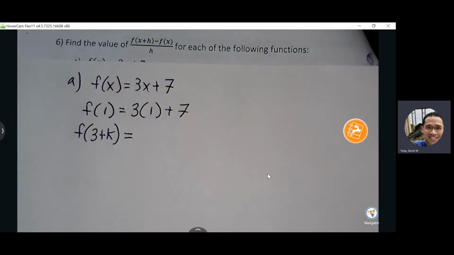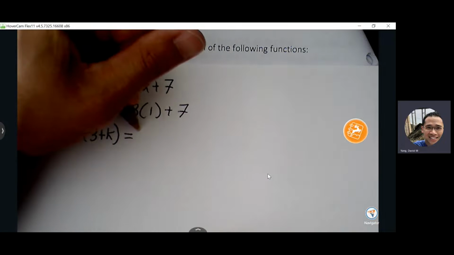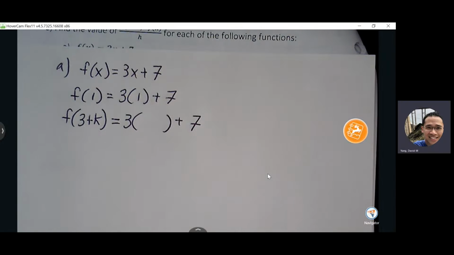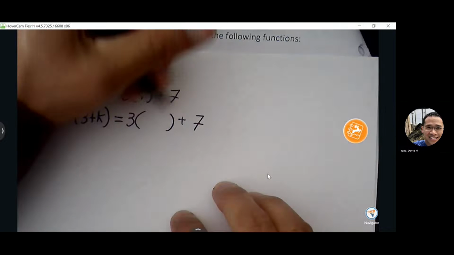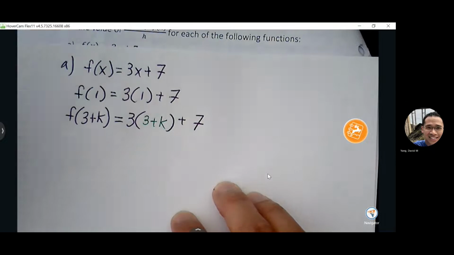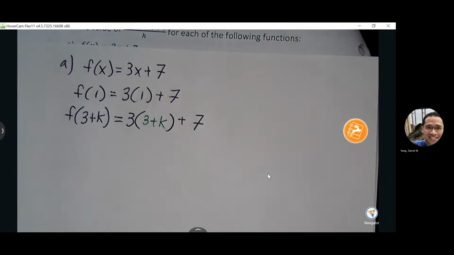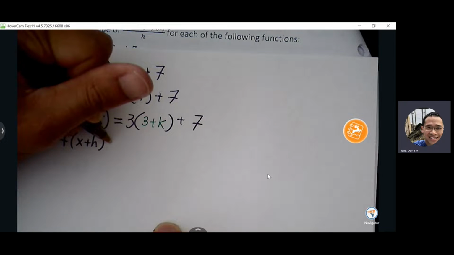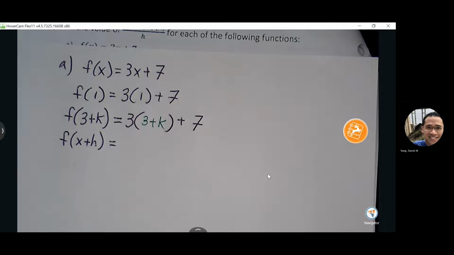The idea is still the same. Okay. We remove the x. In place of it, if you want to do this, you can leave a reserve spot for that argument, and then we can insert that 3 plus k in. Okay. All right, so how about this? F of x plus h. Same thing, right? Remove the x, put in the new argument.